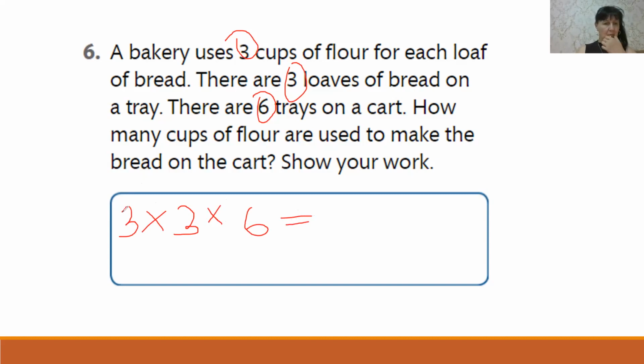And now use grouping, okay? 3 times 3 is going to be 9. And 9 times 6, you know the strategy. Tens minus ones. So here you may write for yourself or show me that you know to do the 60 minus 6. And this is going to be 54. That's it. So 54 cups of flour.